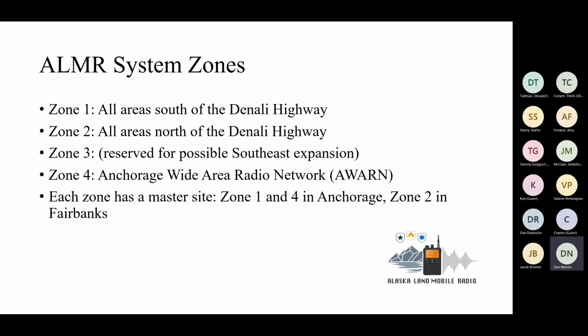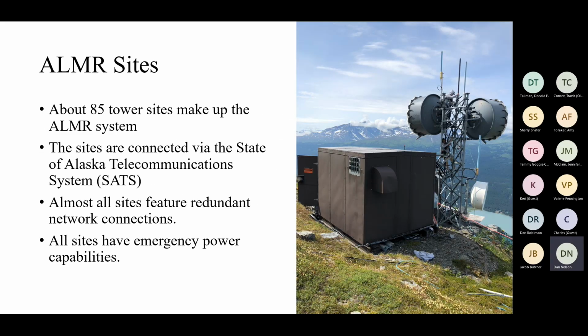So within the zones, we have the ALMR sites. And again, when we talk about sites, we're talking about usually a tower that's connected to the ALMR network. So right now, there's about 85 tower sites, and some of these are towers that are on the road system. Many of them are mountaintop sites or inaccessible sites that are on high ground. There's a couple on buildings, but basically, this is the physical infrastructure that the subscriber units talk to.